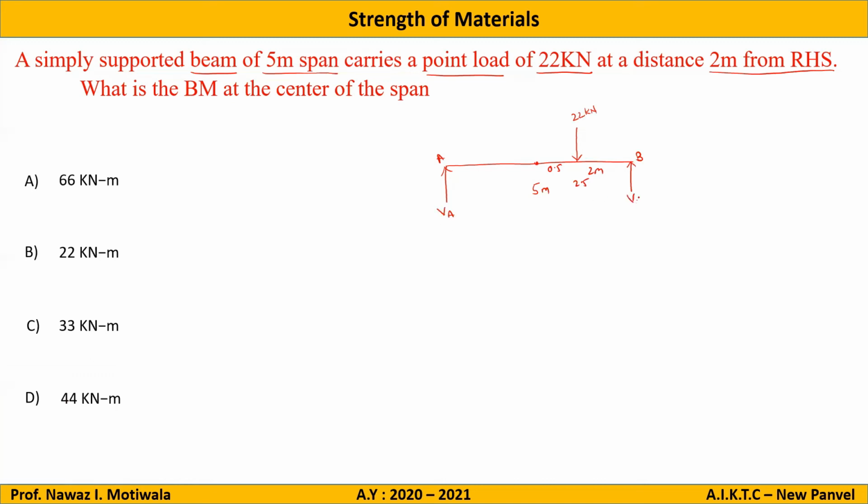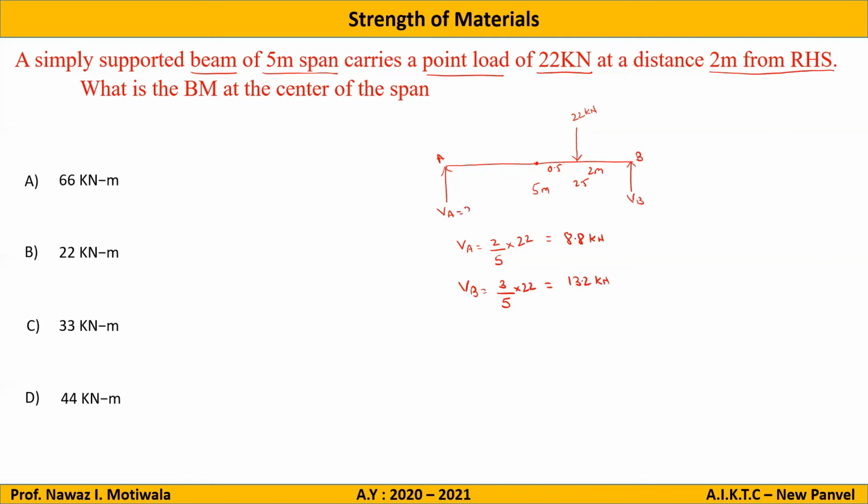Again, simple logic. I can find out VA and VB by shortcut, which is VA is equal to the opposite side distance to this force, which is 2 meters, out of total length 5, multiplied by load 22. So the answer will come as 8.8 kilonewton. Similarly, for VB, it will be the distance on the opposite side, which will be 3, divided by total distance 5, multiplied by 22. So it will be around 13.2 kilonewton.